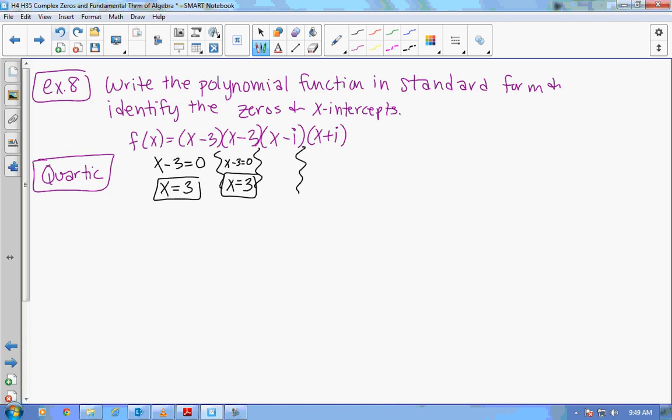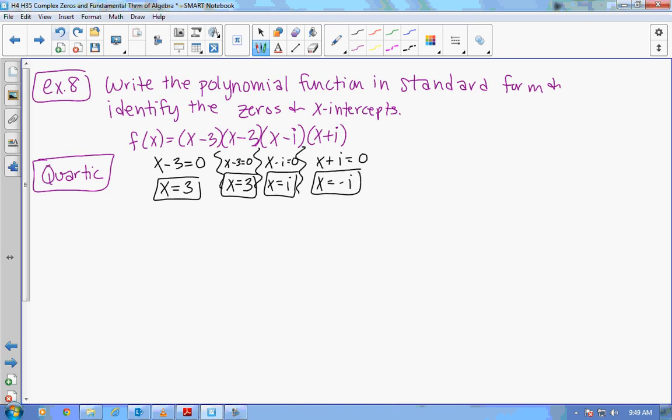If we set this one, x minus i, equal to 0, what's this root? Yeah, positive i. And x plus i equal to 0, what's the last root? Negative i, so it's just the opposite sign, right?